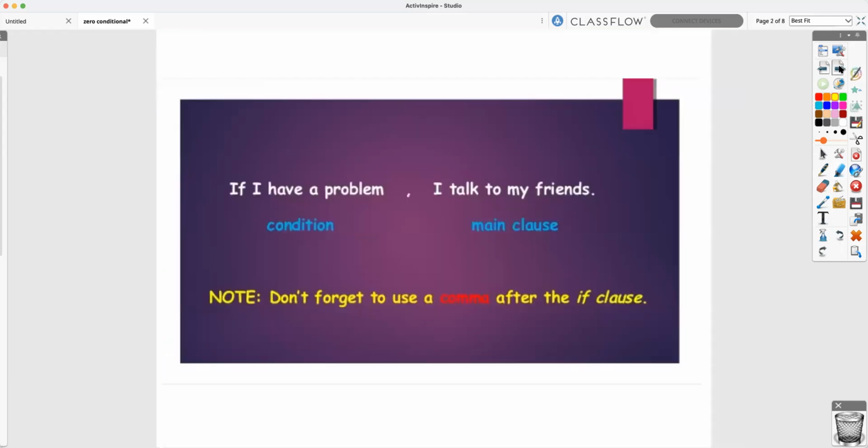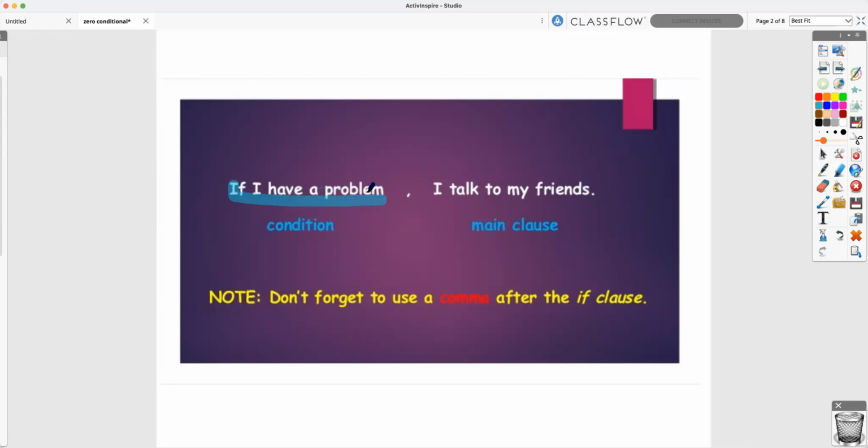Let's move on to the next slide. Okay, we have another example. Sorry, the blue one because it's the if clause. If I have a problem, si yo tengo, if I have a problem, I talk to my friends. Hablo con mis amigos. Entonces, cada vez que sucede esto, es un hábito, ¿sí? Hay muchas personas que hacen esto. I talk to my friends.